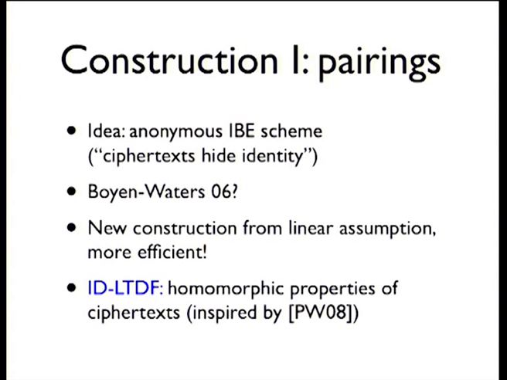So in order to construct from this anonymous IBE scheme an ID-based lossy trapdoor function, we use the homomorphic properties of this anonymous IBE scheme. That's similar to the construction Dennis had. You remember the Paillier construction and also the DDH construction, where you multiply things together in a homomorphic way, and then sometimes things cancel out, and sometimes things don't cancel out.